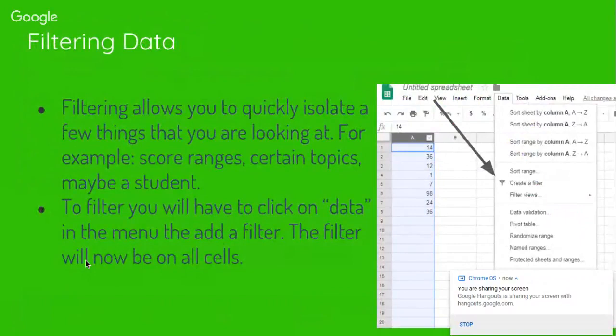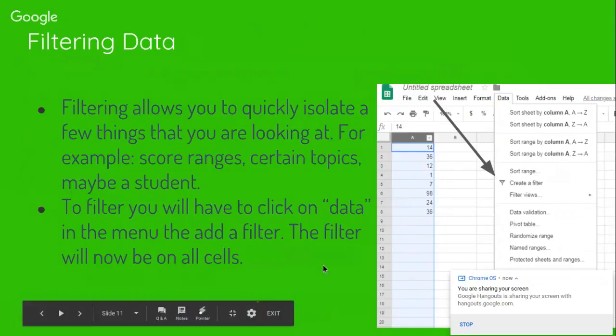When you filter data, it allows you to quickly isolate a few things that you're looking for, for example scores, a range, certain topics, and maybe even looking for a student. To filter, you click on Data in the menu and then add a filter, and the filter will now be on all the cells. So just go to Data and then create a filter, and you can filter your cells.